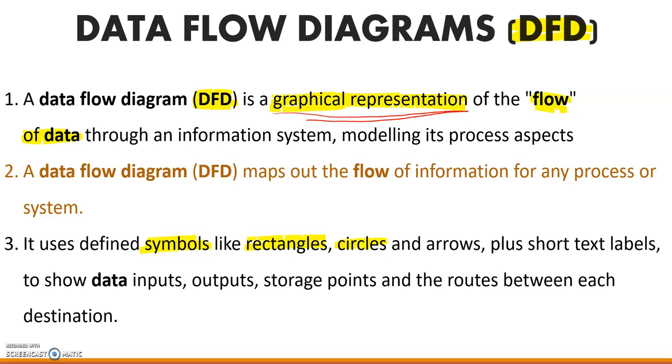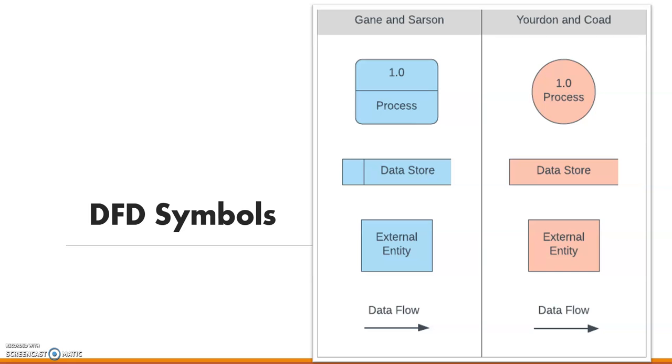So this is about the DFD, and here we have symbols. When we draw the DFD, we have two types of symbols: one is Gane and Sarson, and the other is Yourdon and Coad. Gane and Sarson uses a rounded square for the process, while in Yourdon and Coad we use a circle. For the data store, this is the symbol. For an external entity, we have a square. For the data flow, a simple arrow.